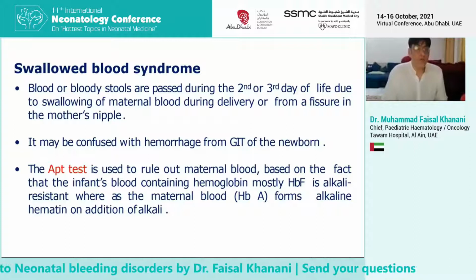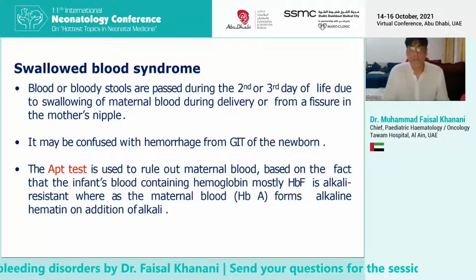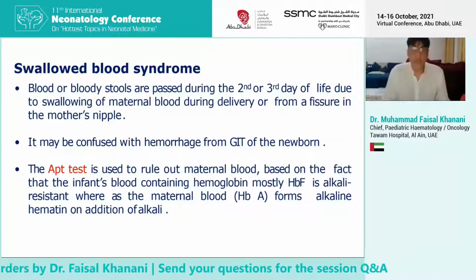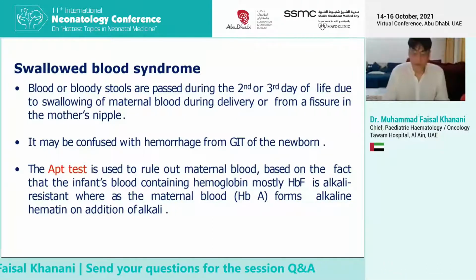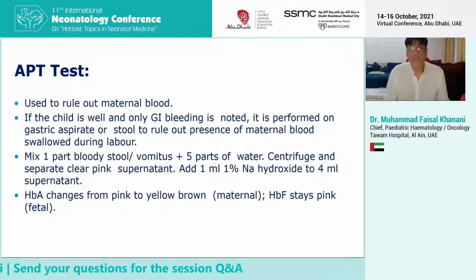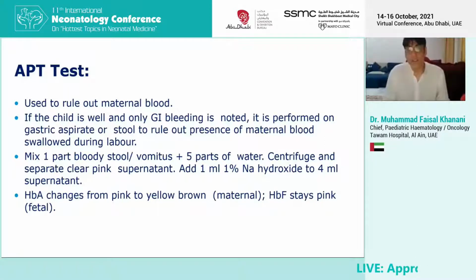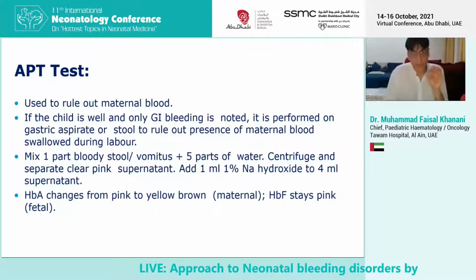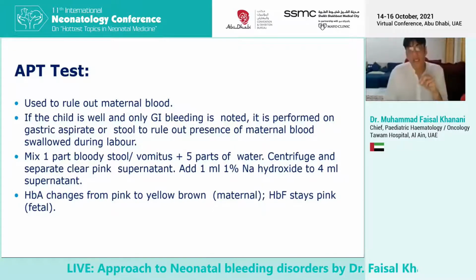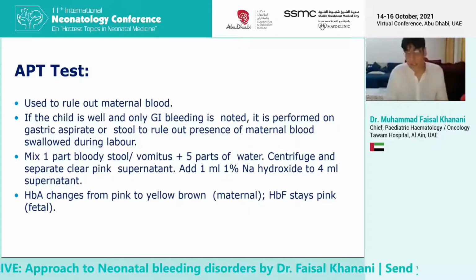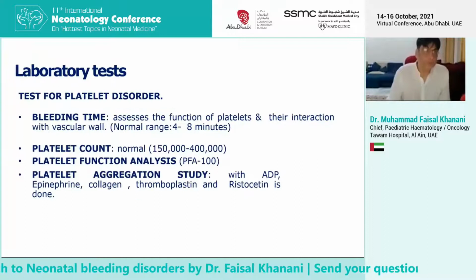The Apt test relies on the fact that hemoglobin F is alkali resistant, compared to normal adult hemoglobin, which is not alkali resistant. It is a simple way to rule this out if the child is well and only GI bleeding is noted. It is performed on a gastric aspirate or stool. You can do it in the labor ward: mix 1 part of bloody stool or vomit with 5 parts of water, centrifuge, and add 1 ml of sodium hydroxide to 4 ml of supernatant. If the color changes from pink to yellow, it is maternal, and if the color stays the same, it is fetal. It is a very good test that can be performed in the ward.